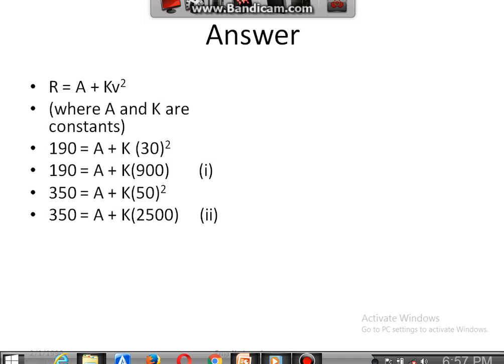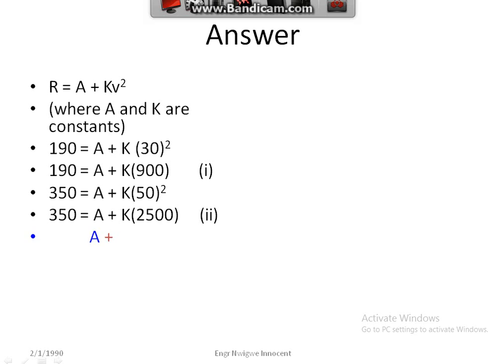Equation 2. This has now formed a simultaneous equation. Therefore, we now do the elimination method. We now have A plus 2500k is equals to 350. This is equation 1.